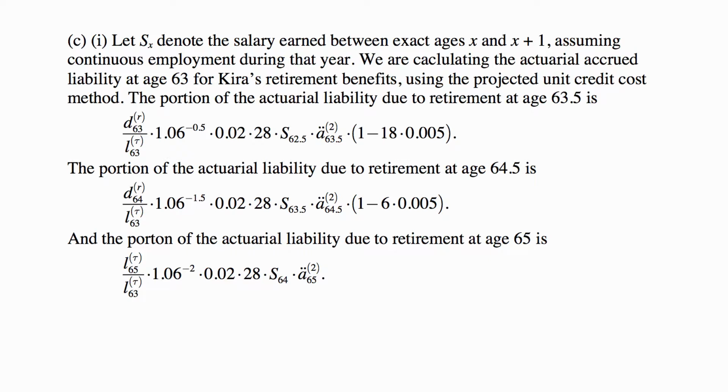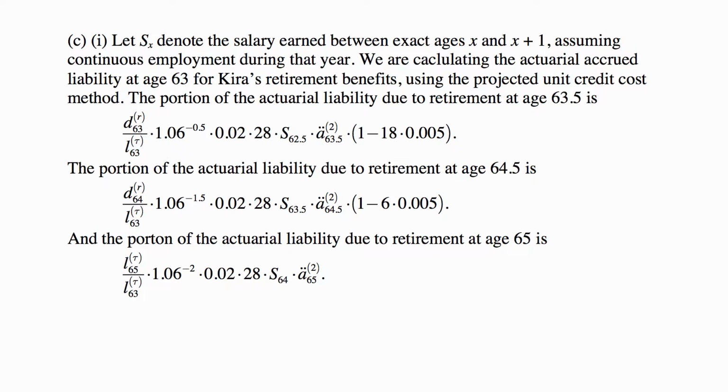This is 18 months before normal retirement age, and it's 0.005 reduction for each month. And basically the same way for retirement at age 64.5. Note that we use the number of retirees applicable for age 64 here and for age 63 before, because we know that people retire in the middle of the year before age 65. At age 65 they just retire exactly at that age, and everybody retires then.